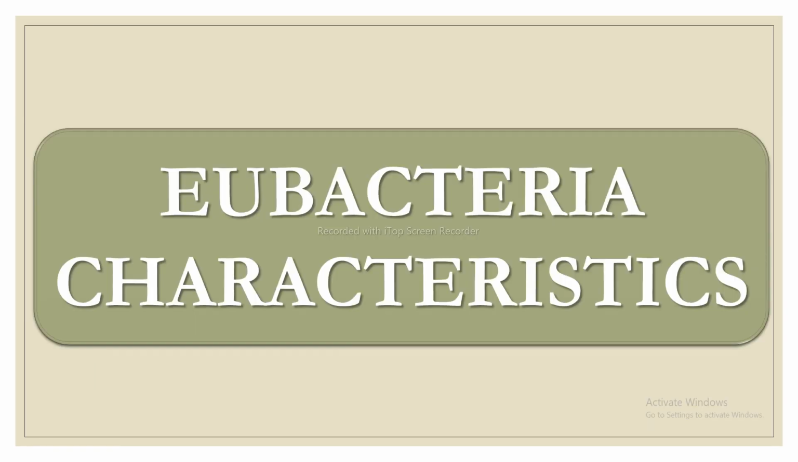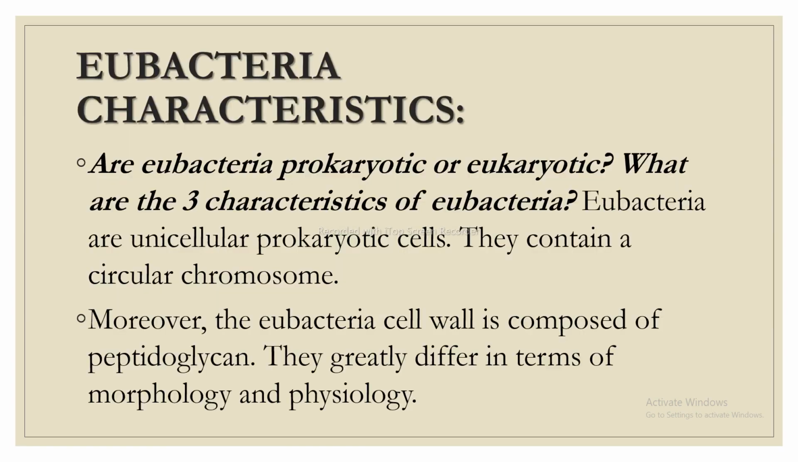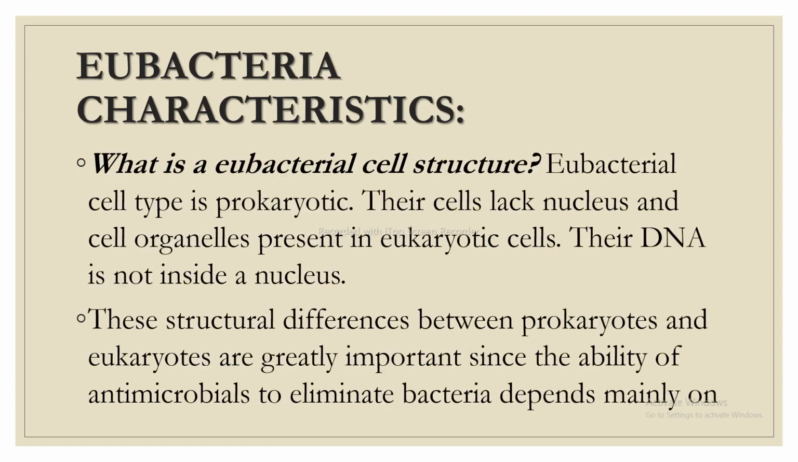Next I am going to discuss eubacteria characteristics. Now the question is, are eubacteria prokaryotic or eukaryotic? And what are the three characteristics of eubacteria? Eubacteria are unicellular prokaryotic cells. They contain a circular chromosome. Moreover, the eubacterial cell wall is composed of peptidoglycan and they greatly differ in terms of morphology or physiology.